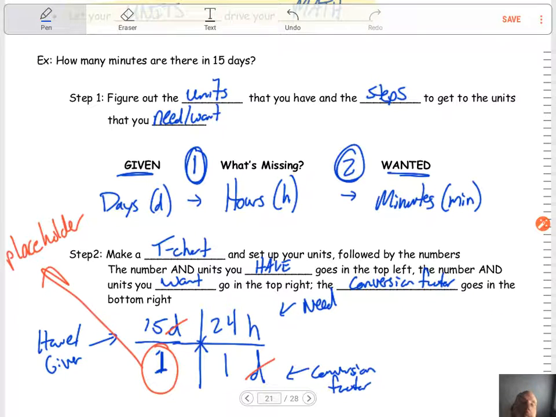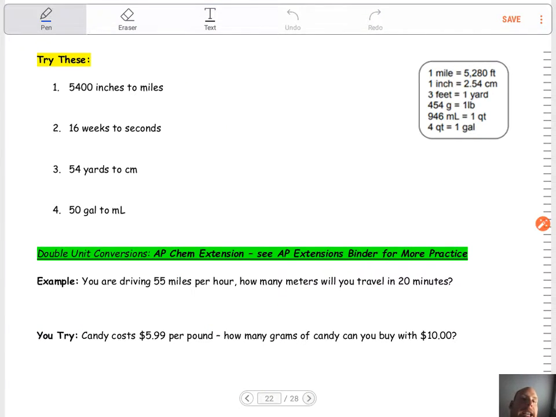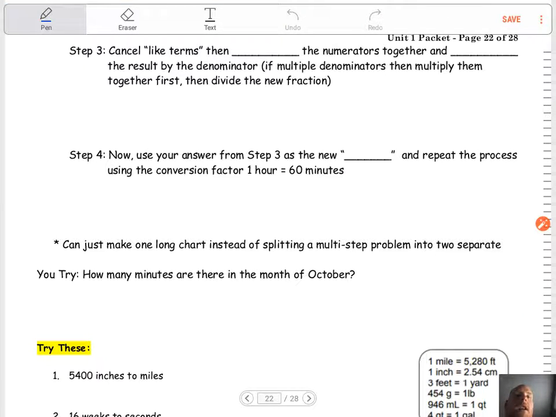All right, step 3, I kind of already said that. We're going to cancel out our like terms. Then we're going to multiply. This is really going slowly, kind of breaking it up step by step. You're going to see as we do a couple practice examples together that I'm going to write it a little bit more fluidly. Multiply the numerators together, and then divide the result by the denominator. If you have multiple denominators, multiply them together first, and then divide by the new fraction. We'll get more into that later on.